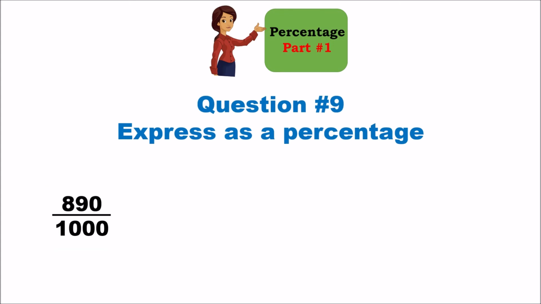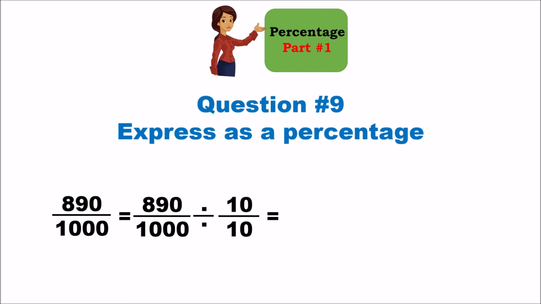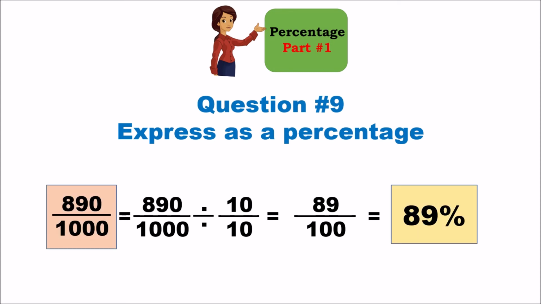Now let's do another one. 890 divided by 1000. Again, the denominator is more than 100, so we need to divide. So we'll divide the numerator and the denominator by 10. 890 divided by 10 gives you 89, and 1000 divided by 10 gives you 100. So 89 out of 100. So that would be 89%. So 890 divided by 1000 is 89%.